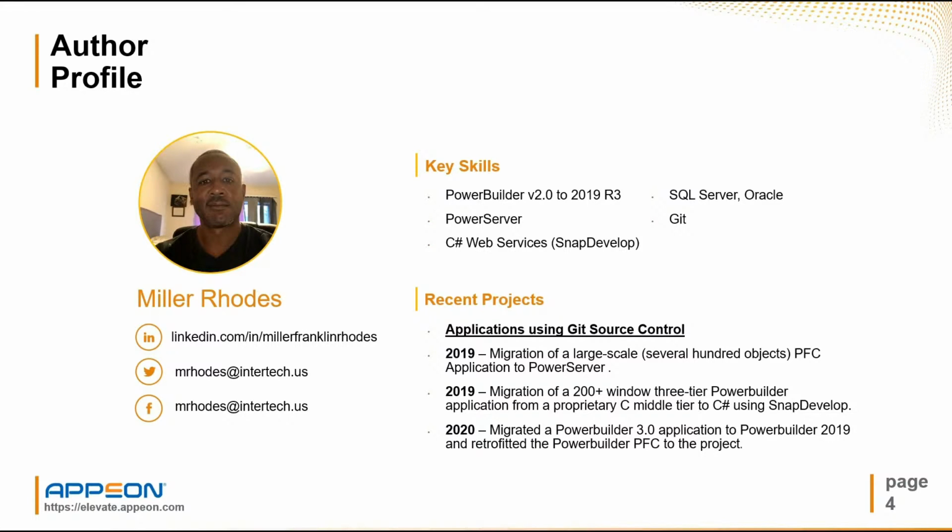The first was a migration of a large-scale PFC application to PowerServer. The next one was a migration of a 200+ window 3-tier PowerBuilder application from a proprietary C middle tier to C# using SnapDevelop. And then finally, we migrated a PowerBuilder version 3 application that had been around for 20+ years. We migrated it up to PowerBuilder 2019 Release 1, and we retrofitted that application to use PowerBuilder PFC and changed the whole look of it to a more modern look and feel.